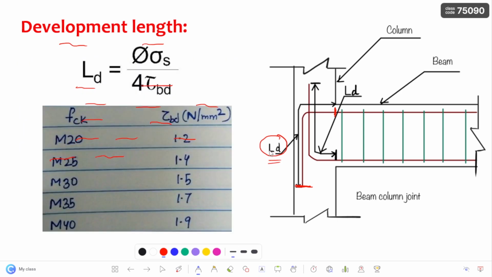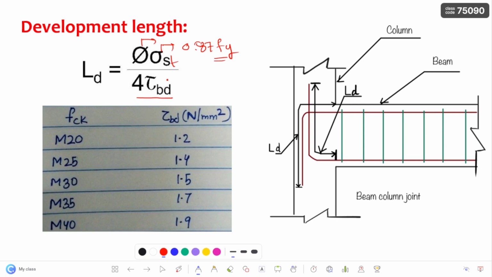Let us see this. Development length is calculated using this formula: Ld = phi sigma st by 4 tau bd, where phi is the nominal diameter of the bar and sigma st is the stress developed at the particular section in the reinforcing bar. And sigma st is calculated as 0.87 Fy, where Fy is the grade of the steel, and this 0.87 Fy is applicable to the limit state method.